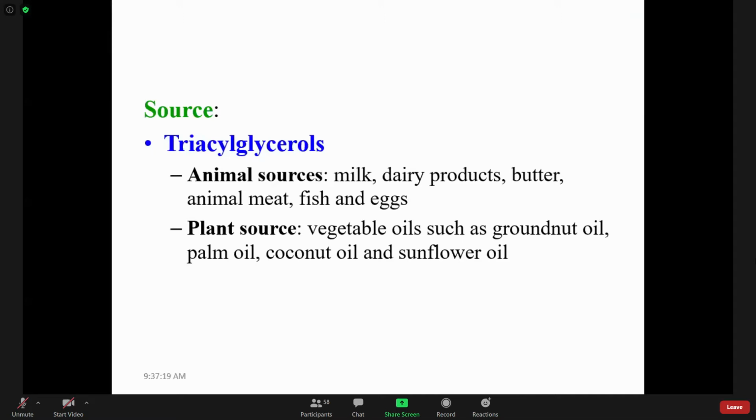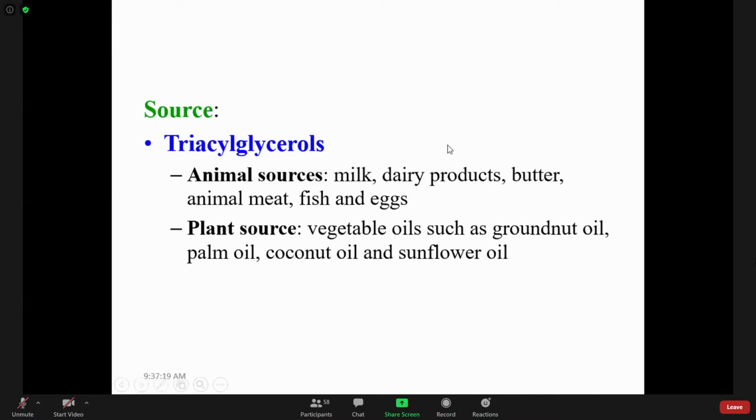And apart from that, we can also get triacylglycerol from plant sources. The difference in plant source triacylglycerol is that it contains a larger amount of unsaturated fatty acids than saturated fatty acids on its side chains.